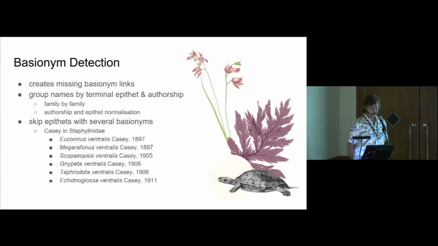So we need to identify basenyms though. We have quite a few lists that give us that relation, but the vast majority is still missing. But you can, as we've seen, or as humans usually do, identify them by the terminal epithet and by looking at the authorship. So we go through family by family at the Catalogue of Life that we've created and compare all the terminal epithets and authorships, group them into what we then think is a potential homotypic group of names, and create that link.